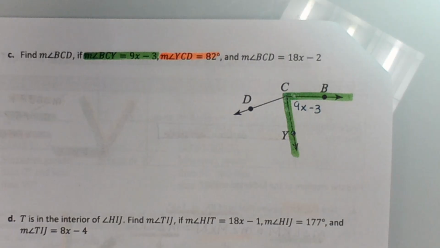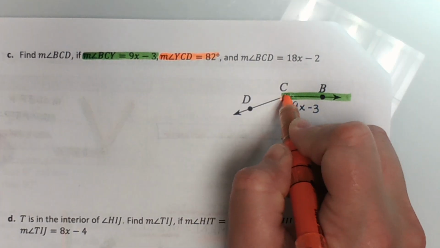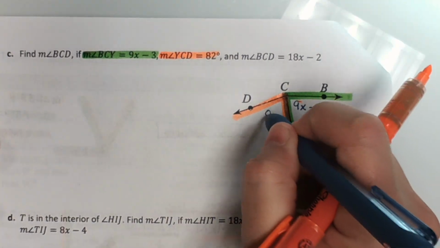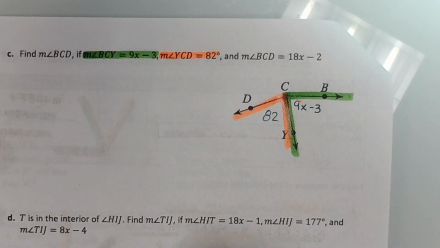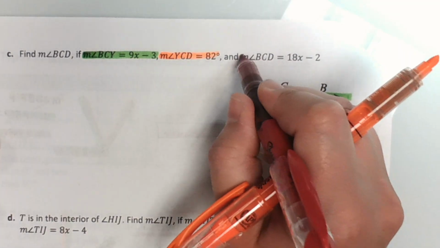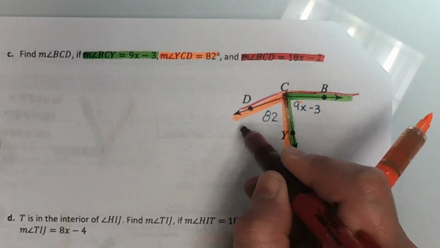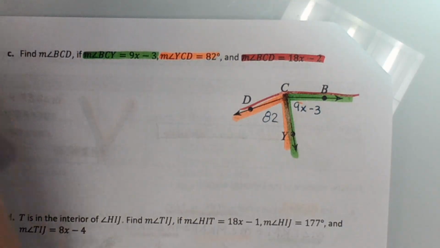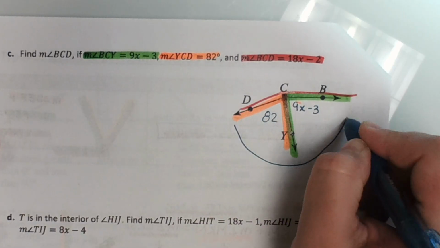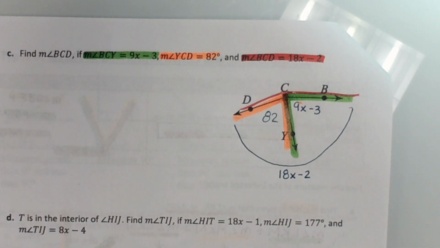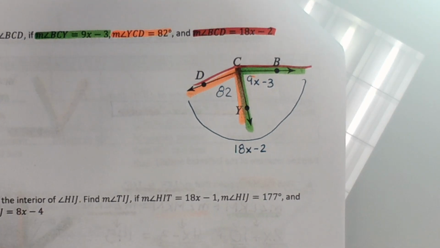YCD. Left side or full thing? C's in the middle, goes towards Y, goes towards D. Yes, left side. 82. Which means BCD, I hope, is the full thing, is it? Yep, C in the middle, go towards B, go towards D. All the way across is the 18x minus the 2. Which two would I be adding together on this picture?